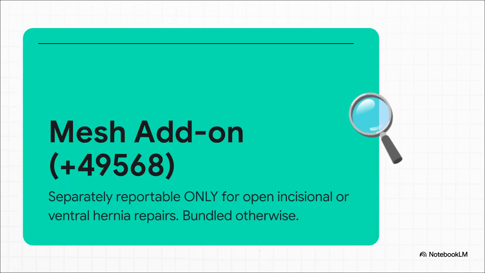So the crucial point is, how do we handle the mesh? The mesh add-on code 49568 is separately reportable only for open incisional or open ventral hernia repairs. For laparoscopic repairs and inguinal repairs, the work of placing that mesh is already bundled right into the primary procedure code. Try to bill it separately, and boom, instant denial.